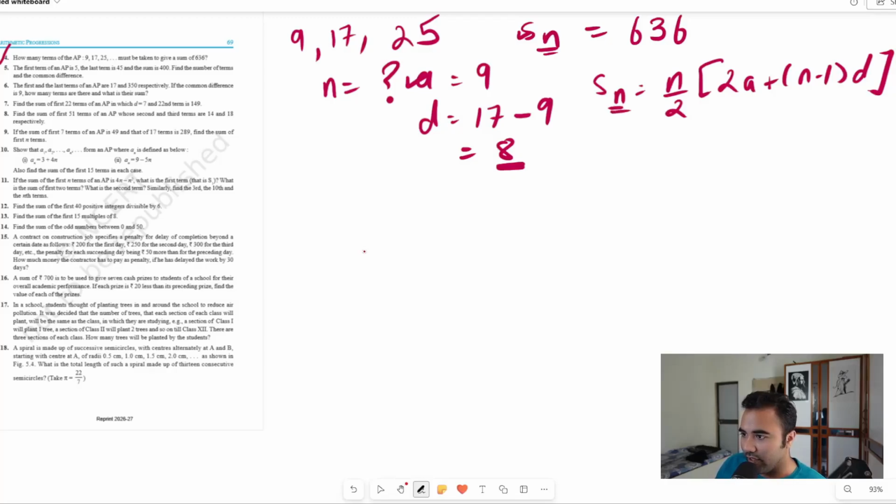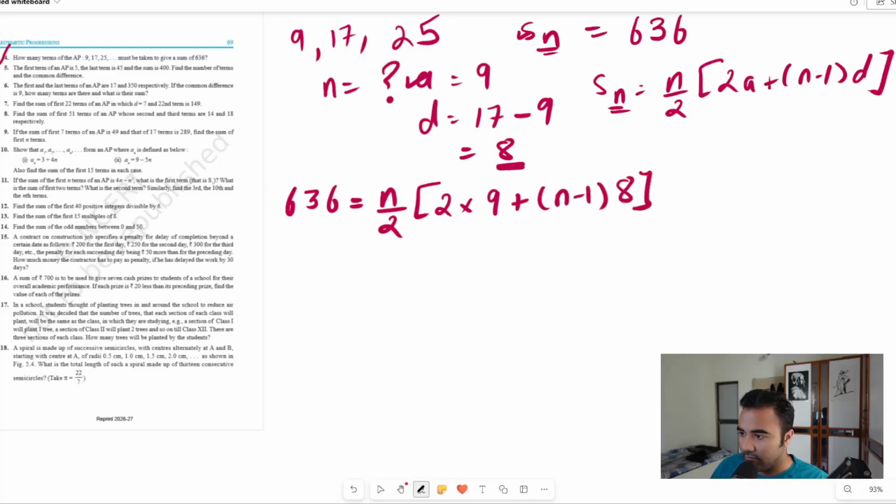So we have the value of Sn, that is 636, is equal to n upon 2, where n is what we are supposed to find, times 2 into a, which is 9, plus n minus 1 times d, which is 8. So far so good. Now this is a valid equation because there is only one unknown, that is n. If there is only one unknown, it is okay to have one equation. If there are two unknowns, you need at least two equations to solve that. If there are three unknowns, you need three equations. If you have learned linear equations, you will know this. Since there is only one n, we can solve this.